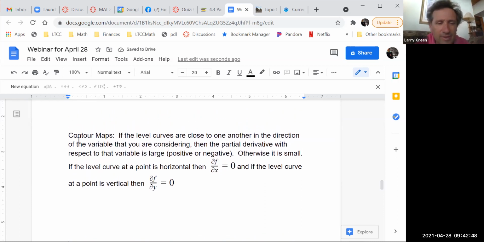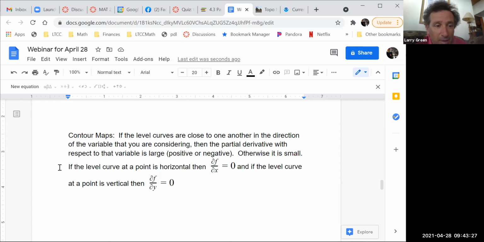All right, so remember contour maps. Contour maps make it really nice for visualizing the derivative. If the level curves are close to one another in the direction of the variable that you're considering, then the partial derivative with respect to that variable is large. It might be large positive or large negative, depending on whether it's increasing or decreasing as you move parallel to the x-axis or parallel to the y-axis in the positive x or positive y direction.